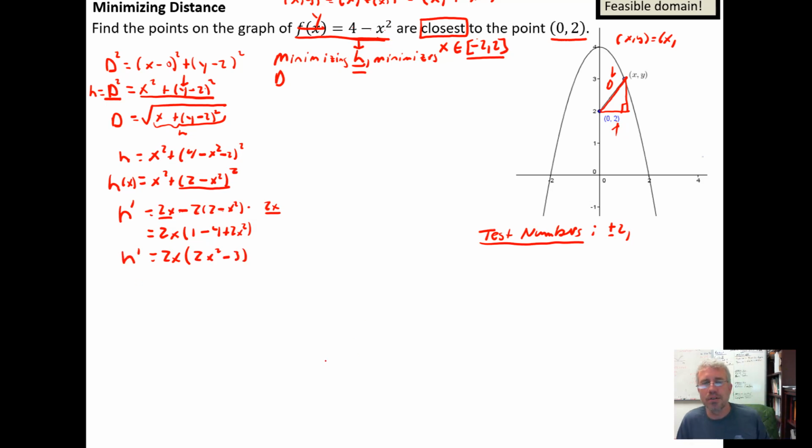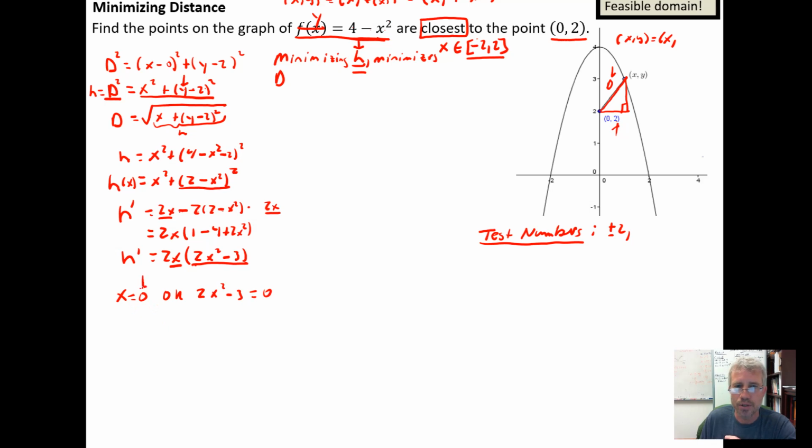And then remember to find the critical numbers for our function, the place where local min and local max might happen, we need to either find places where the derivative is undefined, but this derivative is just a polynomial, so it's defined everywhere. Or we need to find places where the derivative is equal to 0. That gives us critical numbers on our function. So I'm going to set my derivative equal to 0. The only way for this derivative to equal 0 is either for x to equal 0, or by the zero product property, the other factor, 2x squared minus 3, needs to equal 0.